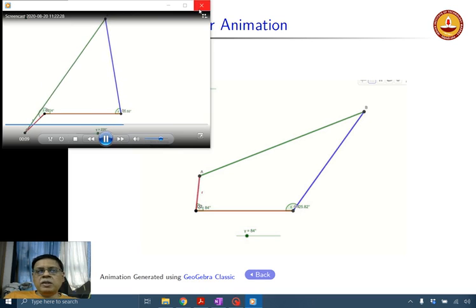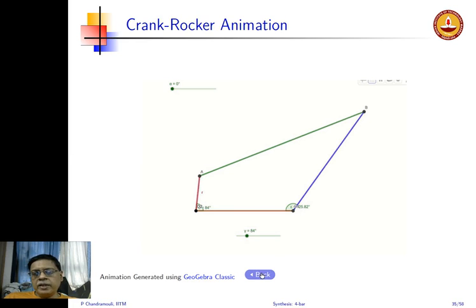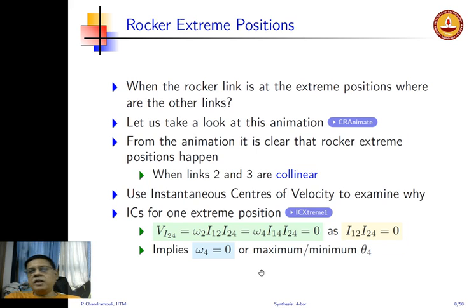Okay. So the key takeaway from the animation is that the rocker extreme positions happen when links 2 and 3, which are the crank and the coupler, are collinear. This is a statement that I make, and we are going to show why that is the case. To prove this, we are going to look at the concept of instantaneous centers of velocity, which you learned just a week or 10 days back. We are going to use that. So this is another example that you will come across.